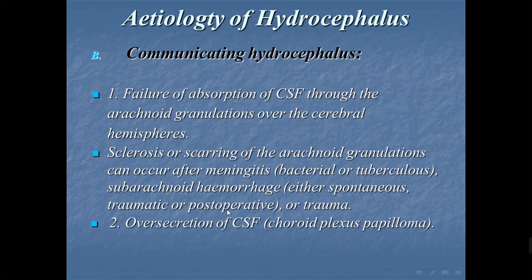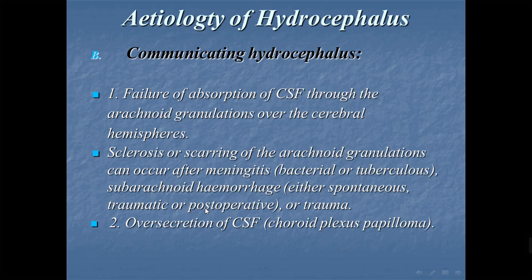Subarachnoid hemorrhage, whether spontaneous, traumatic or postoperative: there will be blood clots occluding these arachnoid villi and preventing absorption of CSF. Or after trauma, I mean traumatic injury to the arachnoid villi, and they will be unable to absorb CSF. So in this case, what are we going to see in CT or MRI? There will be dilatation, because CSF will accumulate around these arachnoid villi. They are unable to absorb, and we return to the statement which we made, that CSF production is an active process independent of intracranial pressure.